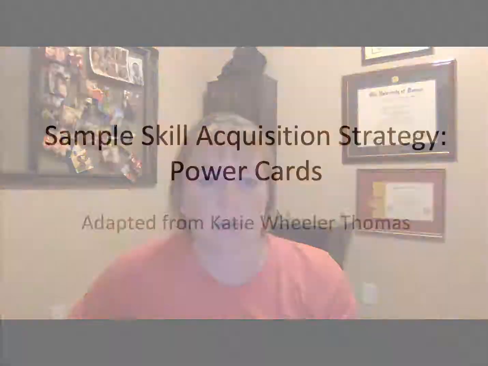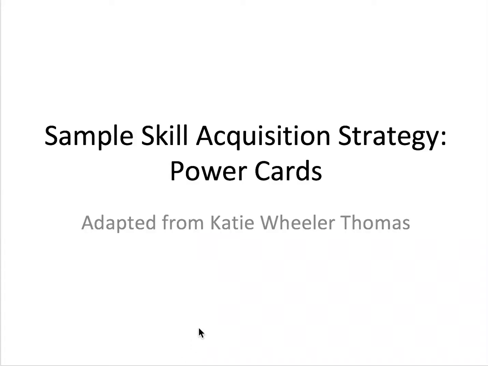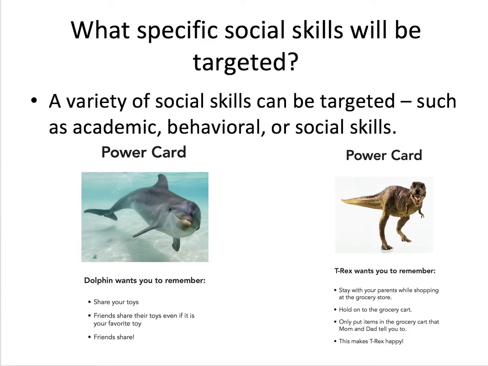So one of the things I want to direct your attention to is an example of what this will look like. A sample skill acquisition strategy that I want to talk about tonight is called power cards. Power cards are adapted from a resource by Katie Wheeler Thomas, and they really target a specific social skill. You can target things like academic, behavioral, or social skills, but you identify a character or something that the student is really interested in and connect that character to those skills that you want the student to be able to do.